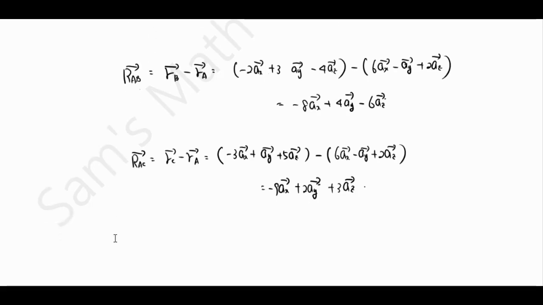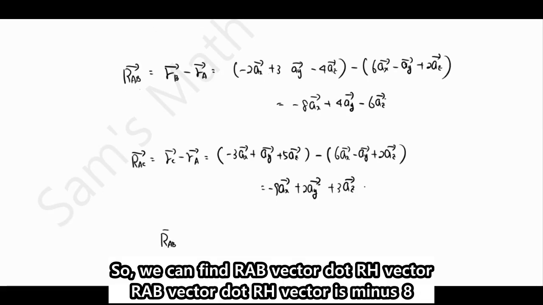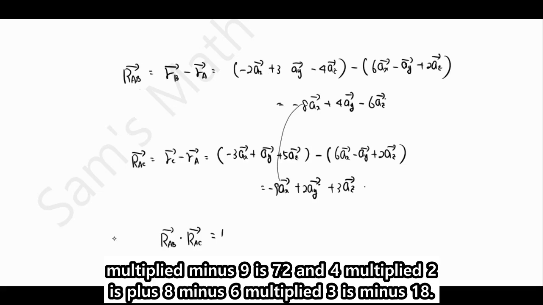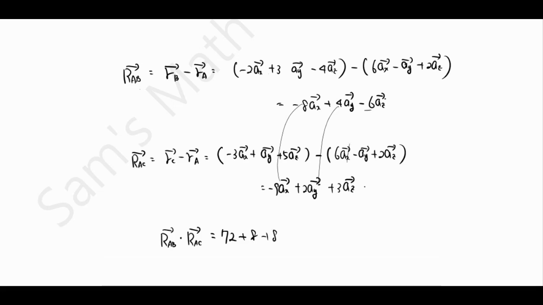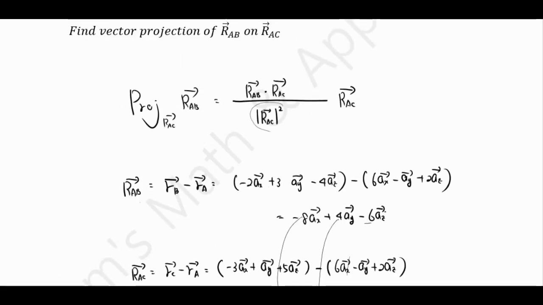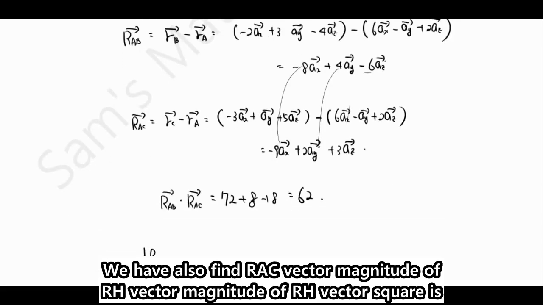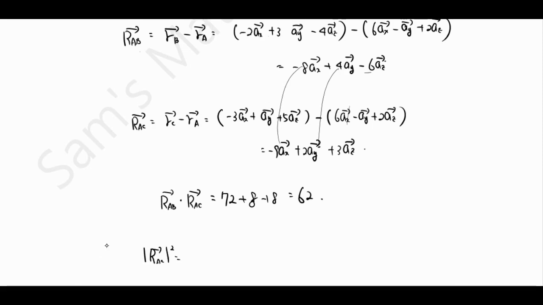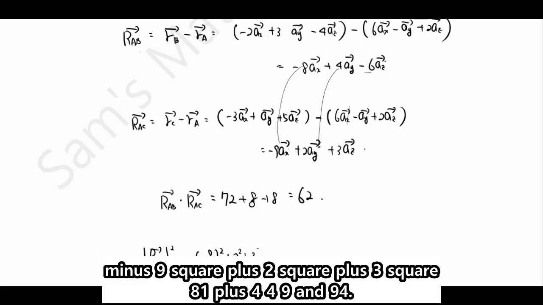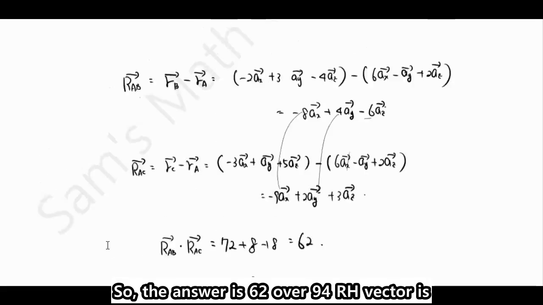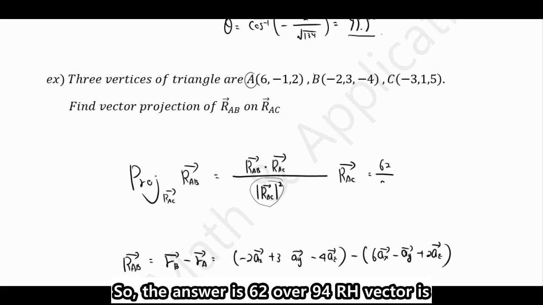So we can find r_AB vector dot r_AC vector. As minus 8 multiplied by minus 9 is 72, and 4 multiplied by 2 is plus 8, minus 6 multiplied by 3 is minus 18. This is 62. We also find the magnitude of r_AC vector. The magnitude of r_AC vector squared is minus 9 squared plus 2 squared plus 3 squared: 81 plus 4 is 85, plus 9 is 94. So the answer is 62 over 94.